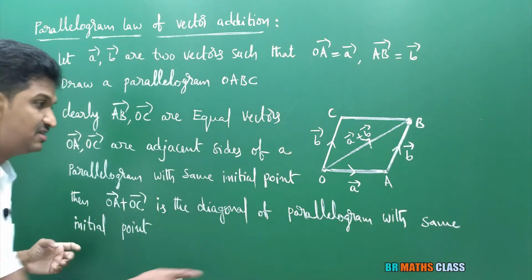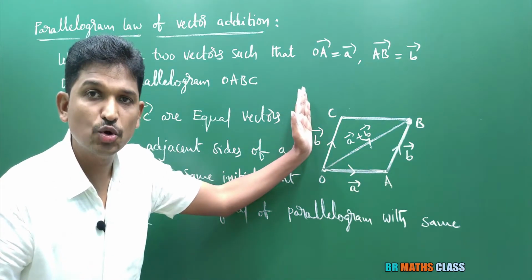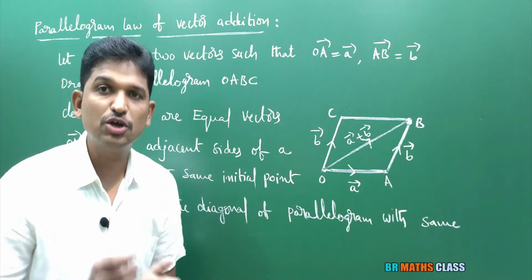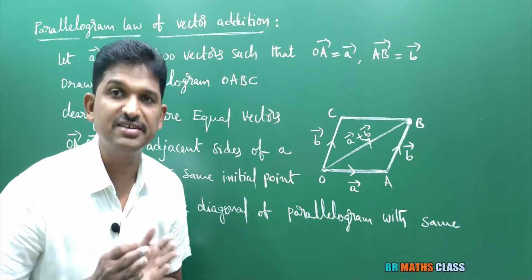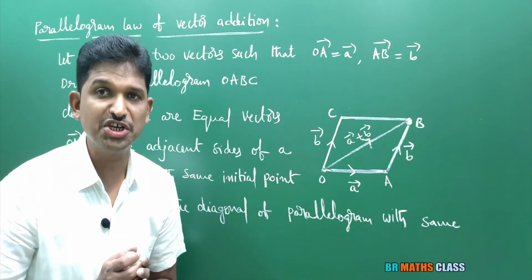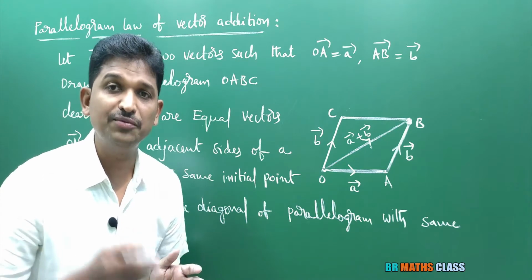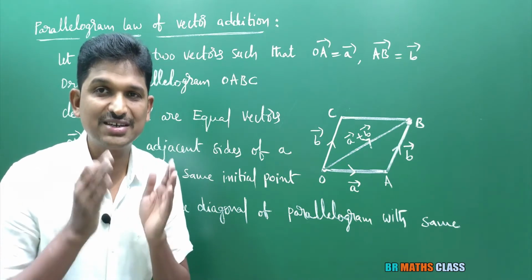That is important, with the same initial point. If we add OA bar plus OC bar, you will get OB bar. So what is the parallelogram law of vector addition? If A bar, B bar are the adjacent sides of a parallelogram with the same initial point, then the addition of those two vectors is the diagonal of the parallelogram with the same initial point. This is known as the parallelogram law of vector addition.